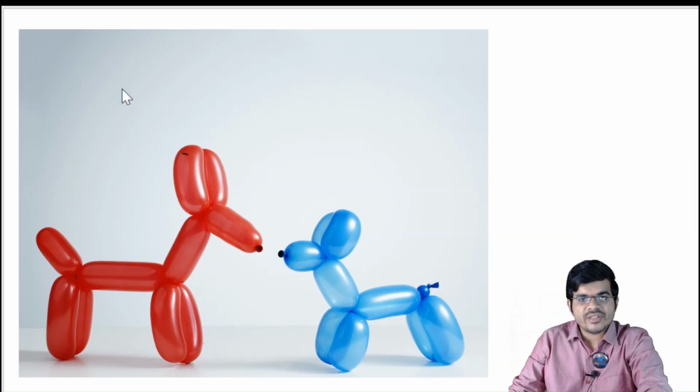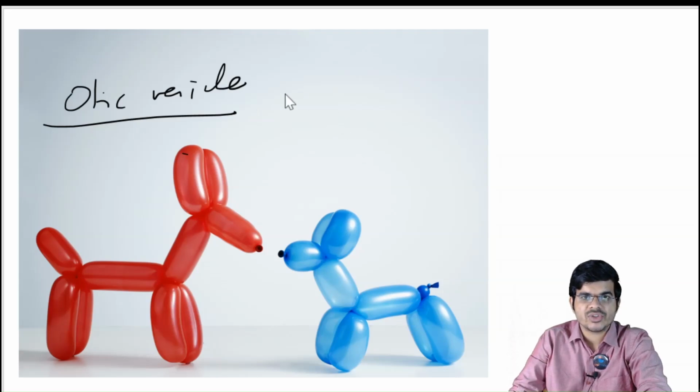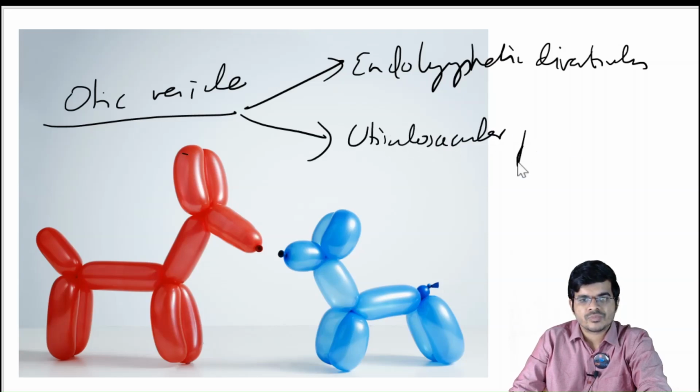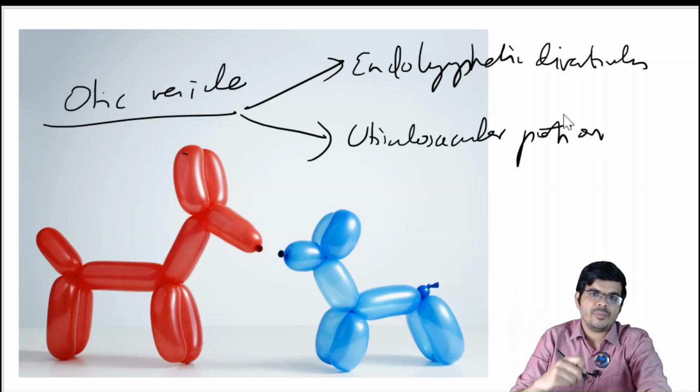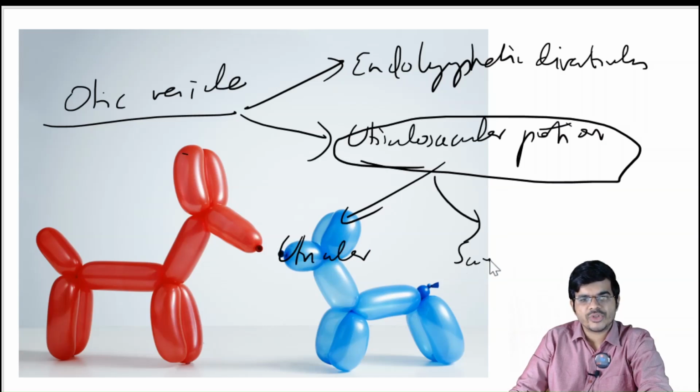This otic vesicle divides into two portions. Similar to how a designer balloon is shaped into different shapes, the otic vesicle is first divided into two portions. What are they? They are the endolymphatic diverticulum and the utriculosaccular portion. It is from the endolymphatic diverticulum that the endolymphatic duct and the endolymphatic sac develop. The utriculosaccular portion divides further into two, the utricular portion and the saccular portion.